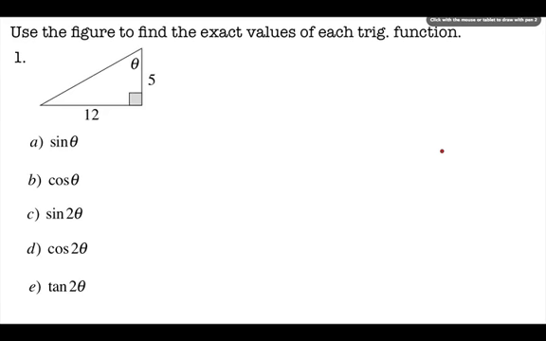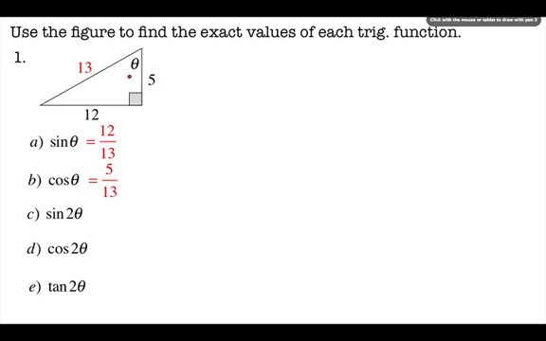Number 1 says use the figure to find the exact values of each trig function. So you have this picture here. Notice that the reference angle is up here. You're given these two sides. They want you to compute sine of theta. Every single one of you should know how we get 13. So sine of theta is opposite over hypotenuse. That's how we get this. Cosine of theta, 5 over 13, adjacent over hypotenuse.